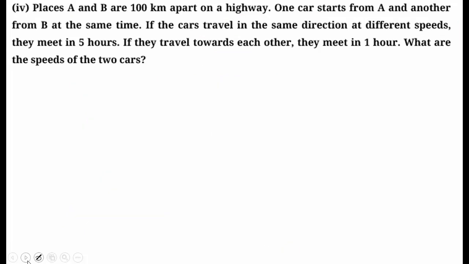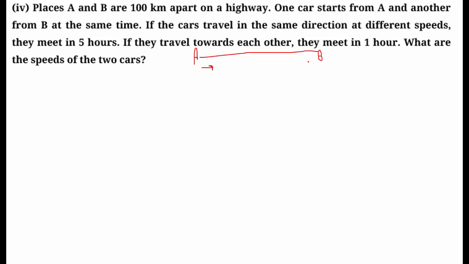Now the fourth problem is based on speed and distance. Places A and B are 100 km apart on a highway. This is my A and this is my B. The distance between A and B is 100 km. One car starts from A and another from B at the same time.